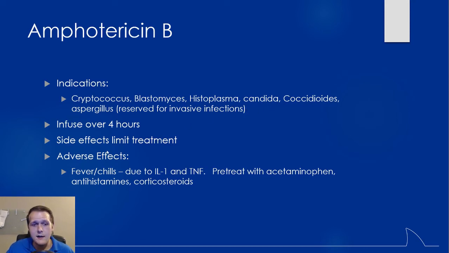Those side effects you're going to see are things like fevers and chills. A lot of this is due to stimulation of things like interleukins and tumor necrosis factors. A lot of times it'll look similar to an anaphylactoid sort of reaction. So we'll pre-treat with things like Tylenol. We'll give antihistamines and corticosteroids, things like prednisone, to try to prevent that from occurring. So they may get pre-treatment before each dose of this.